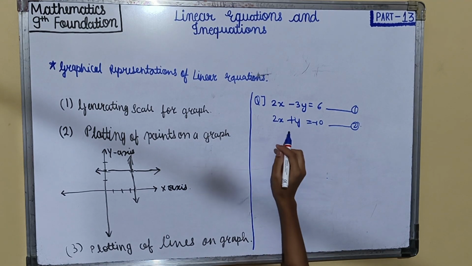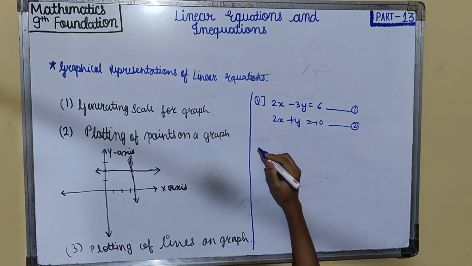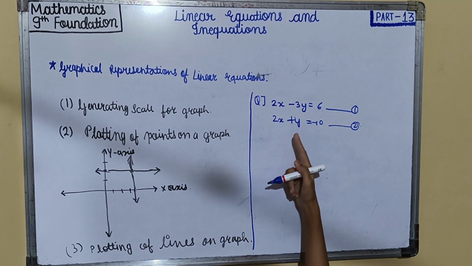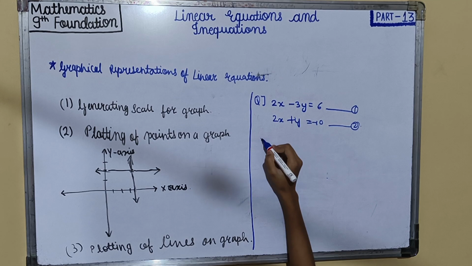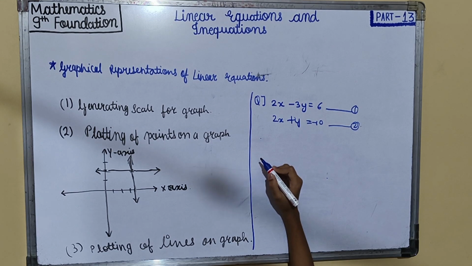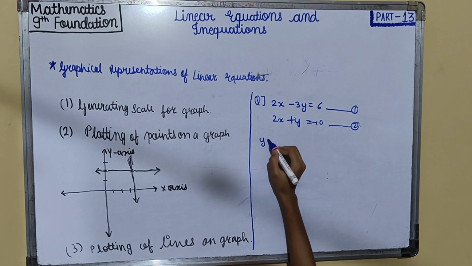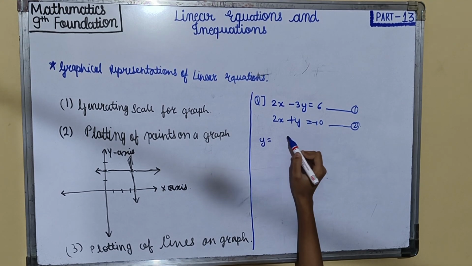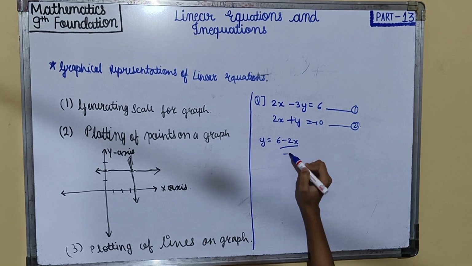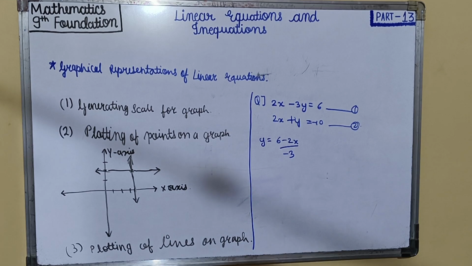This is the second equation. From here first we'll derive the value of y. So from the first equation, after transposing 2x to RHS, we get minus 3y equal to 6 minus 2x. y is equal to 6 minus 2x upon, after transposing minus 3, we'll get minus 3 in division. Like this.